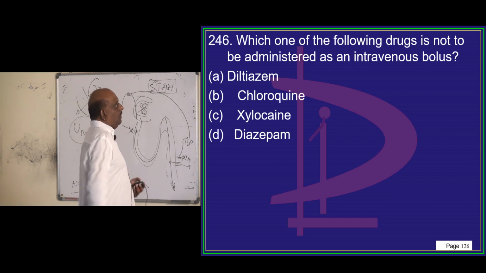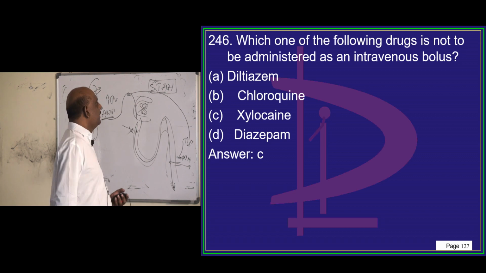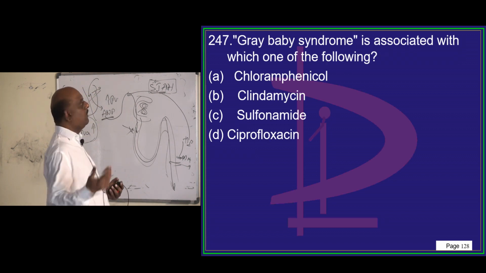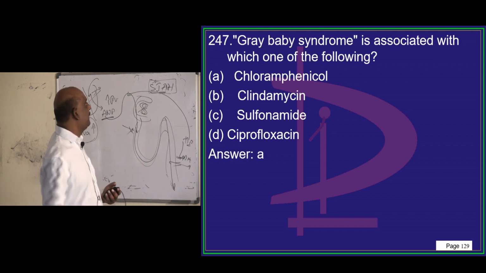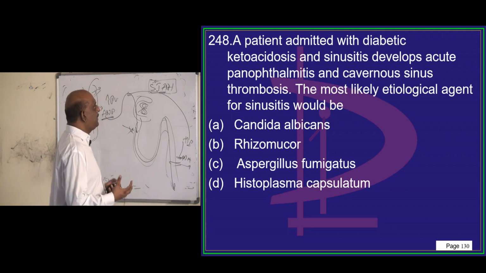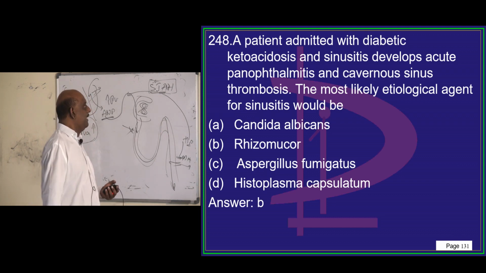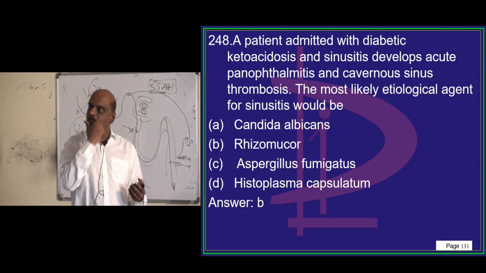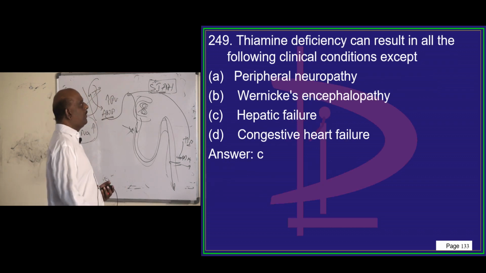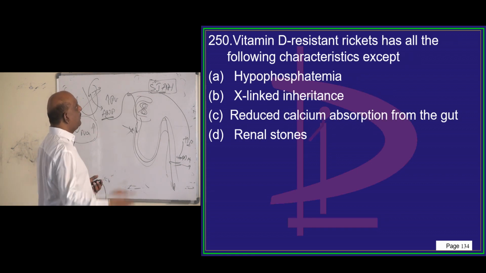Now, which drug is not given as an intravenous bolus? Xylocaine is not given, but diazepam, chloroquine, diltiazem, they are all given. Gray baby syndrome, chloramphenicol. A patient is admitted with DKA, with sinusitis, with panophthalmitis, with cavernous sinus thrombosis. What else? Only one infection comes to your mind. That would be mucormycosis.